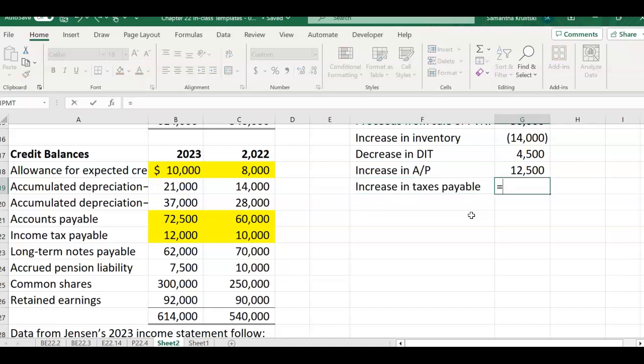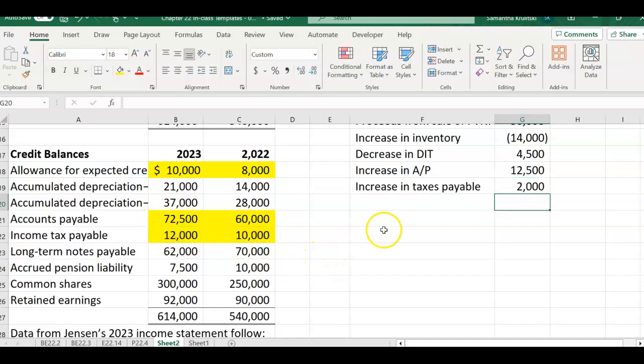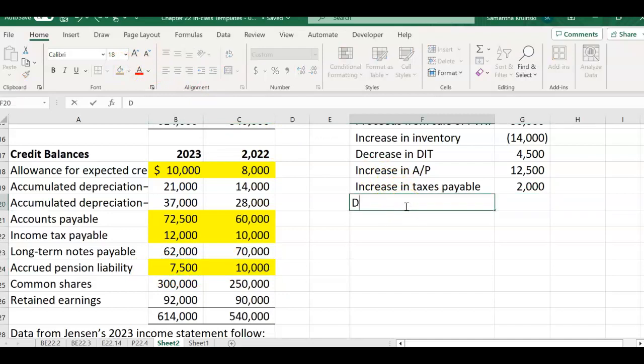I'm going to approach it the exact same way. Add my current year, subtract my prior year. Oops, got the wrong cell there. Income tax. So I've got an increase in cash of $2,000, and I've got an accrued pension liability. I'm going to highlight that one, and it has decreased.